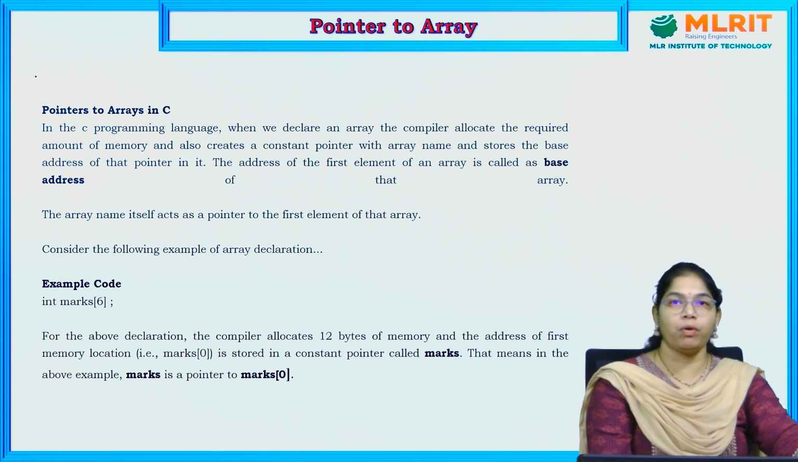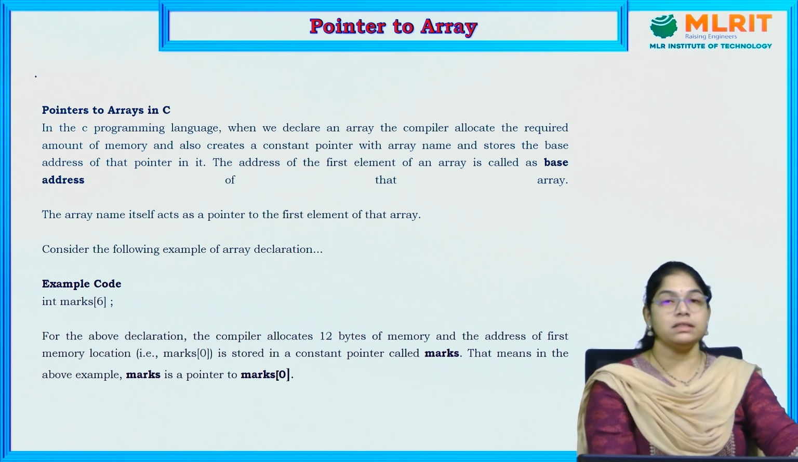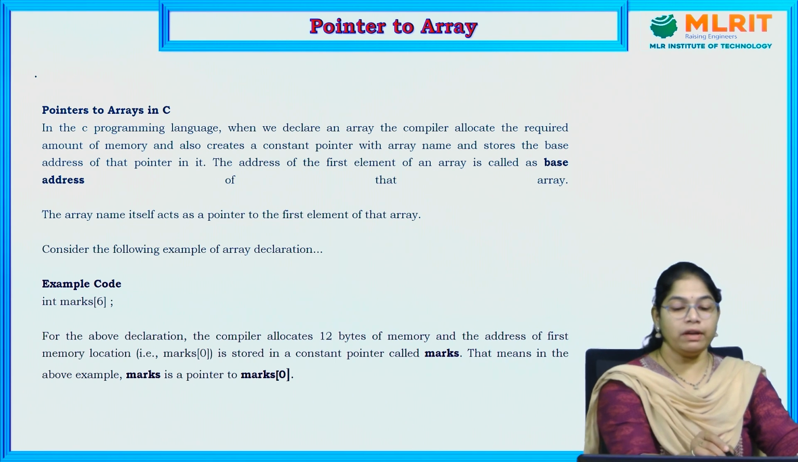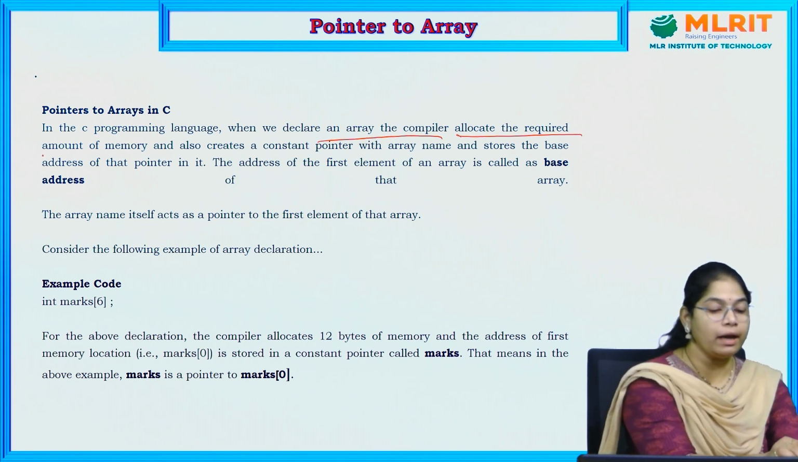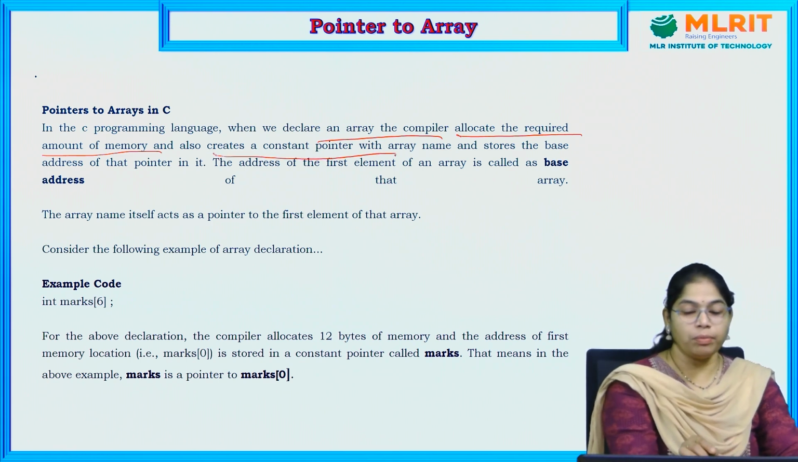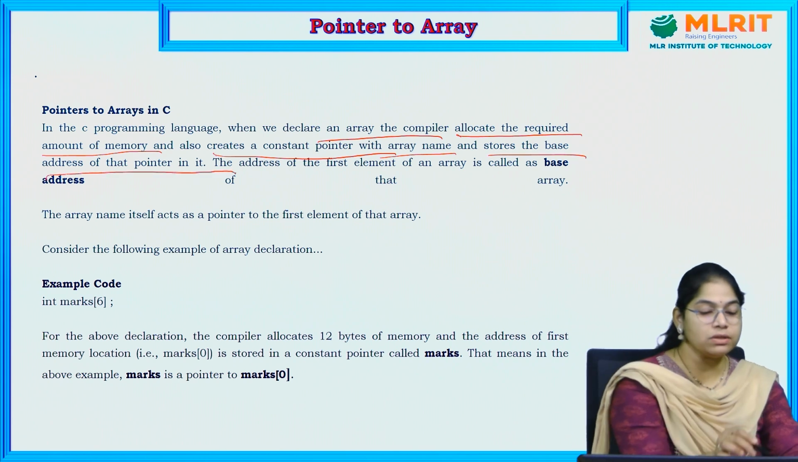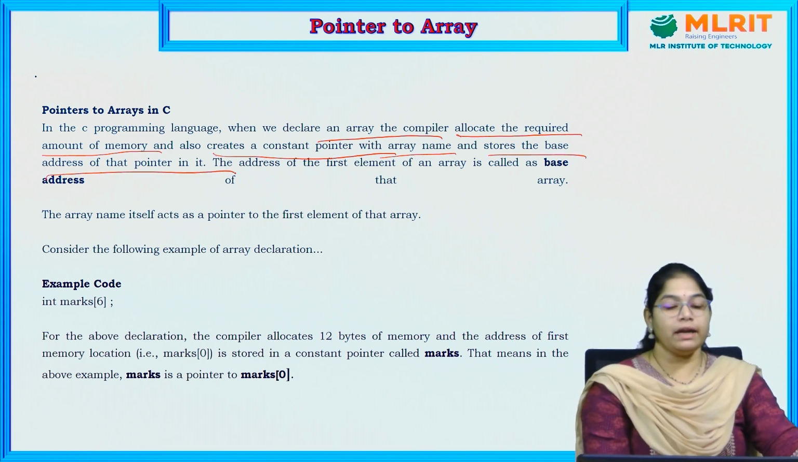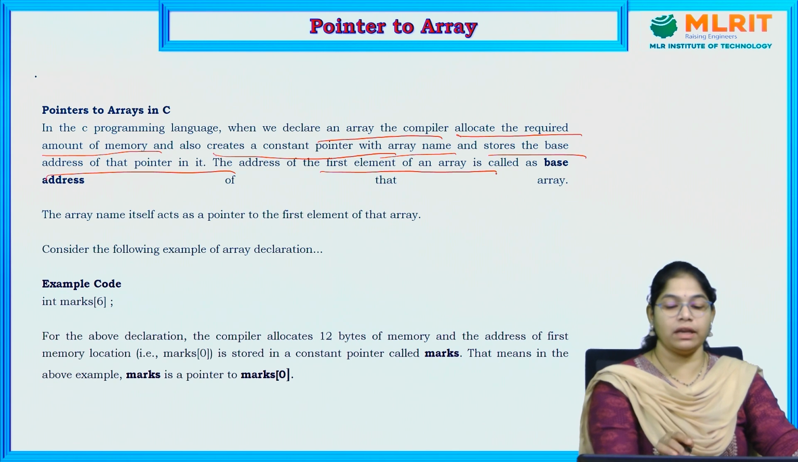So next is pointer to array. So, pointers to array in C. In the C programming language, when we declare an array, the compiler allocates the required amount of memory and also creates a constant pointer with the array name and stores the base address in it. What does an array do? An array stores the base address. The base address is nothing but the address of the first element of an array.